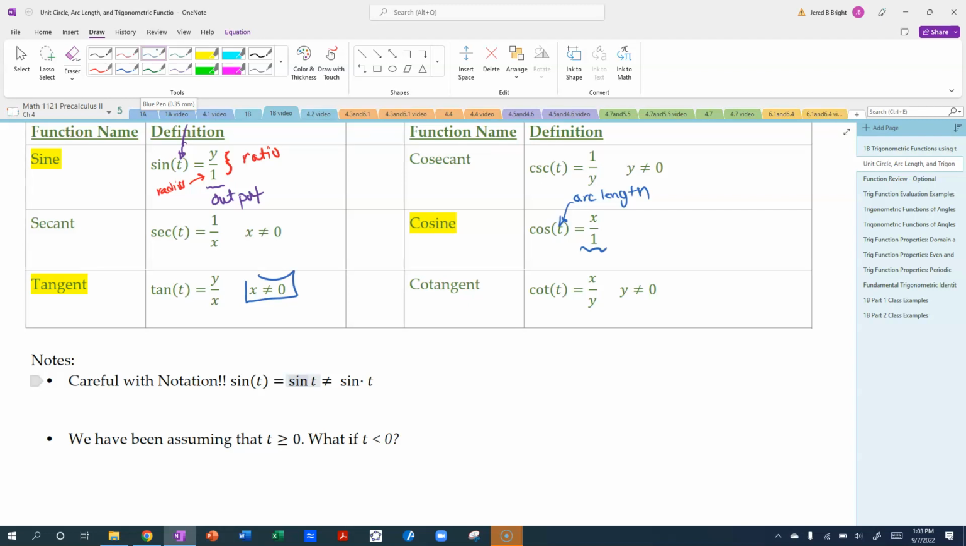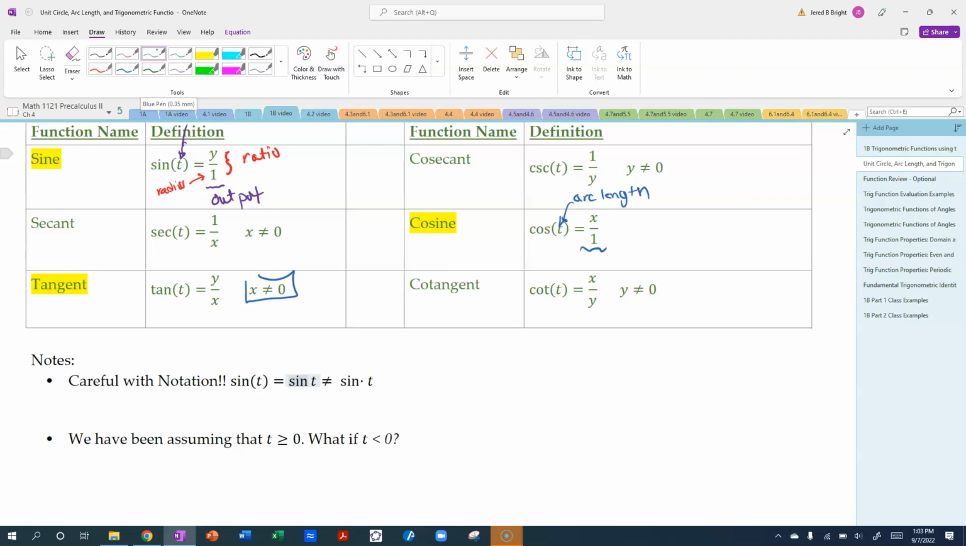All right. And then also, we've been assuming that t, our arc length, is positive. Well, if it's negative, it just goes the other direction around the unit circle. But the ratios remain unchanged in the sense that you still do the y coordinate over 1 for the ratio for sine.